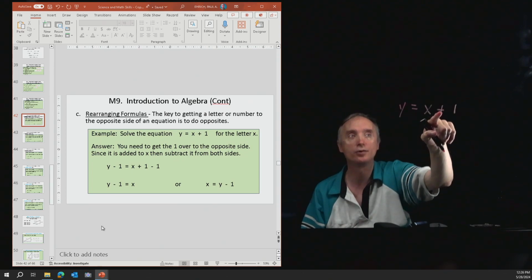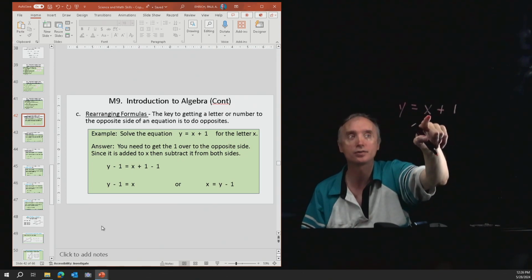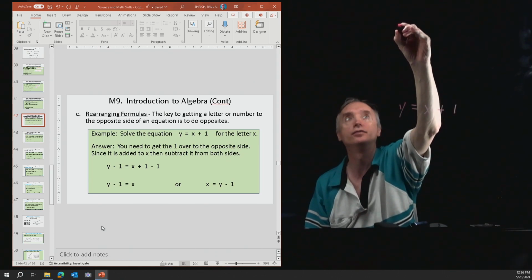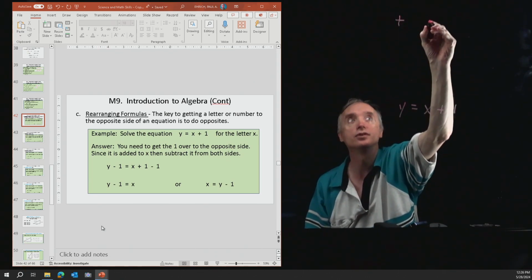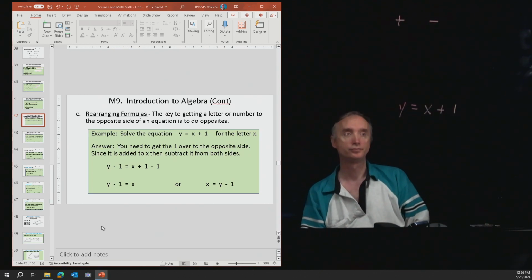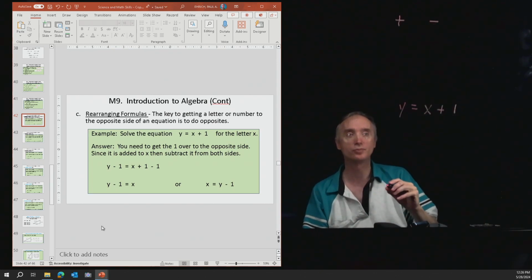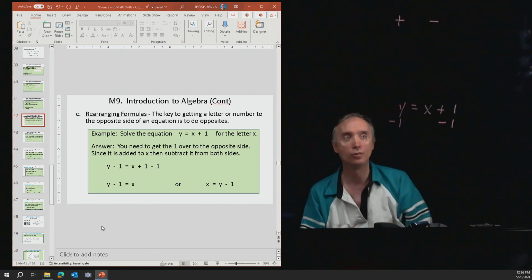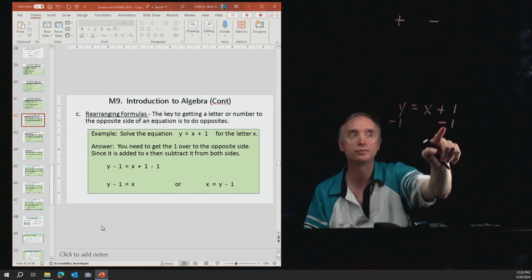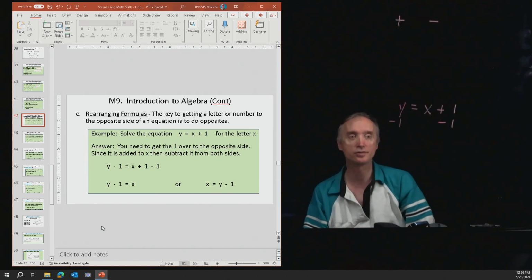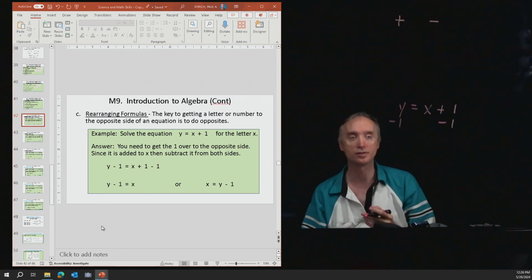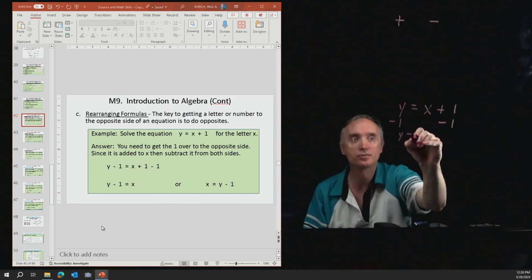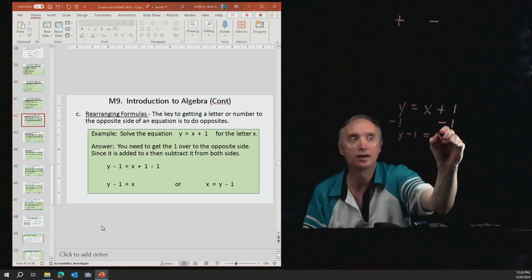So notice that you have addition, so x plus 1. So the opposite of addition is going to be subtraction. So we're going to subtract 1 from both sides. Whatever you do to one side of the equation, you got to do the same thing to the other side of the equation. We're doing opposites. So therefore, this is going to be y minus 1 is going to be equal to x.